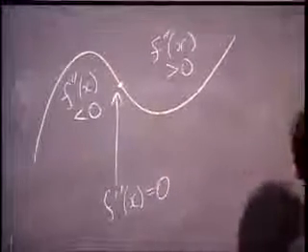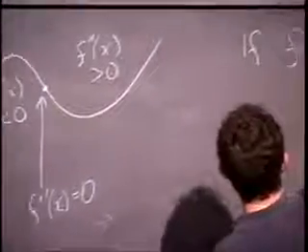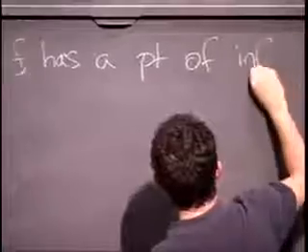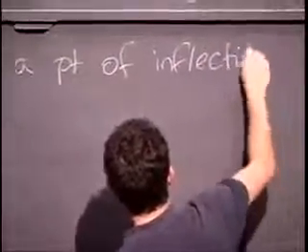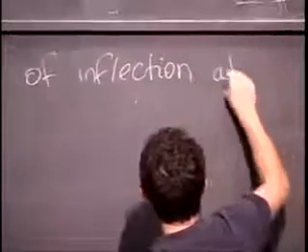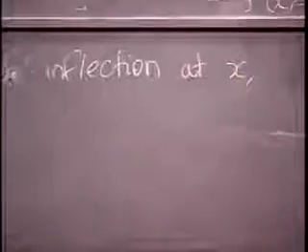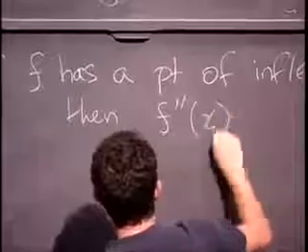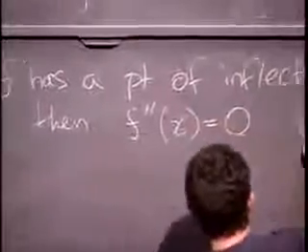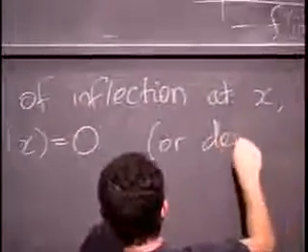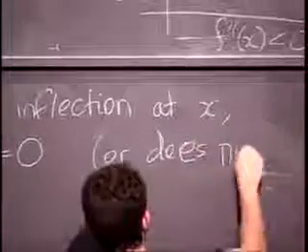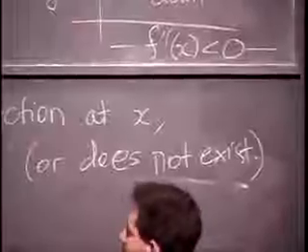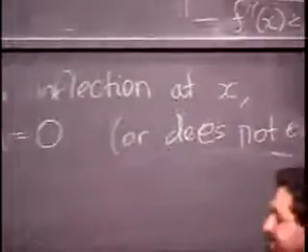So if f has a point of inflection, that's what this is called, at x, then f double prime of x equals 0 or does not exist. It's the same thing with critical points. Except now it's the second derivative.